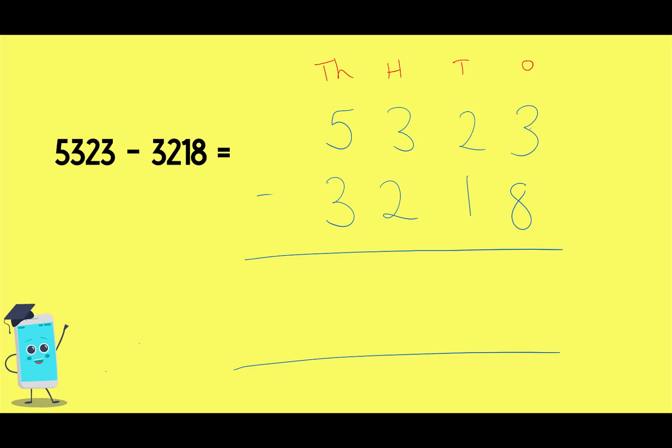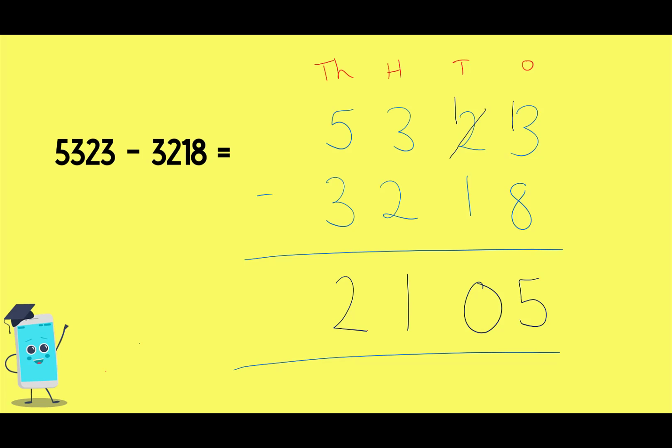So 3 ones, I don't have enough here to take 8 ones away, so I need to borrow a 10. I've got 2 tens. I'm going to take one of them away, so I'm left with 1 10, and I can bring my 1 10 over to my ones column. 13 take away 8 is 5. I go back to my tens column. 1 10 take away 1 10 is no 10, so I put my 0 in. 300s take away 200s is 100, and 5,000s take away 3,000s is 2,000s. I have my answer.